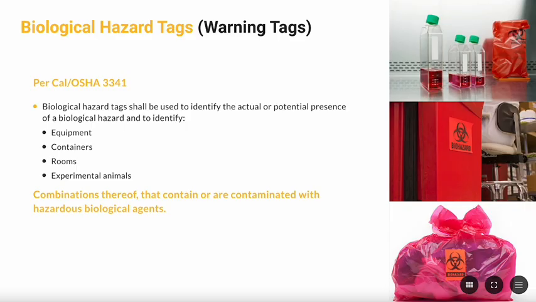Per Cal OSHA 3341, biological hazard tags shall be used to identify the actual or potential presence of a biological hazard and to identify equipment, containers, rooms, and experimental animals. It is important to follow proper procedures for handling and disposing of hazardous biological materials to protect both workers and the environment.